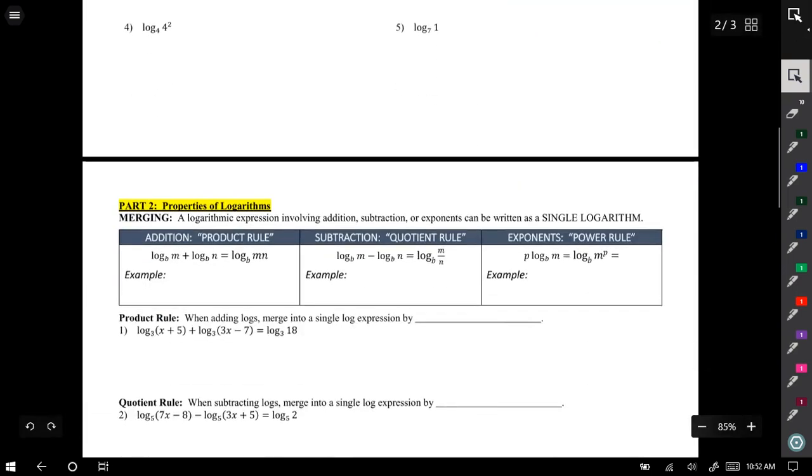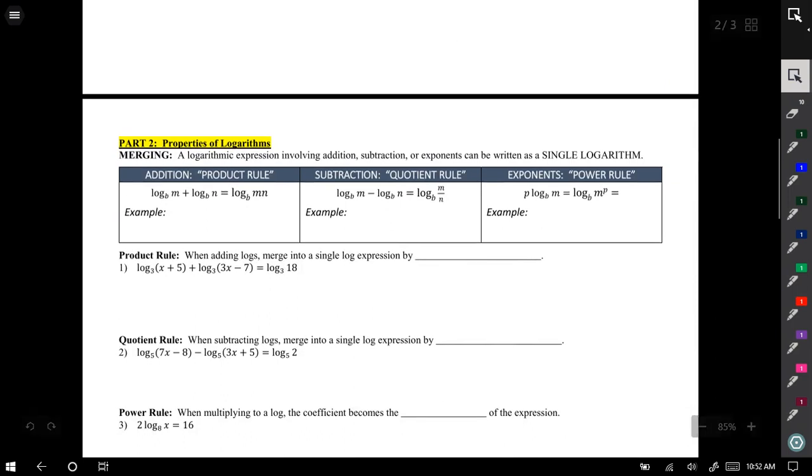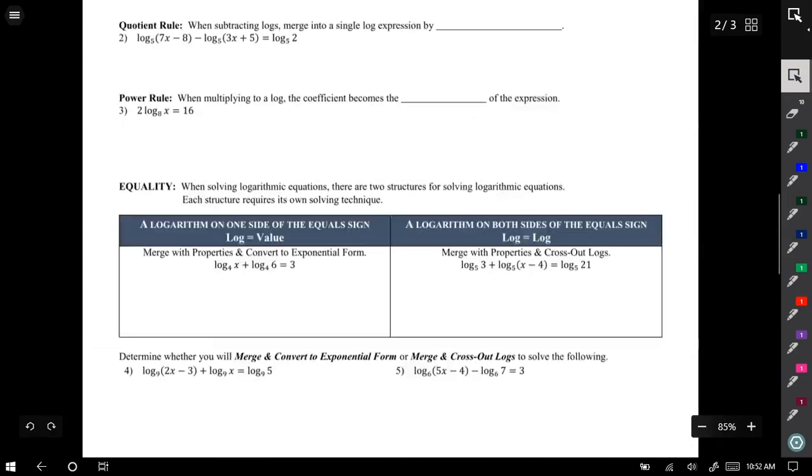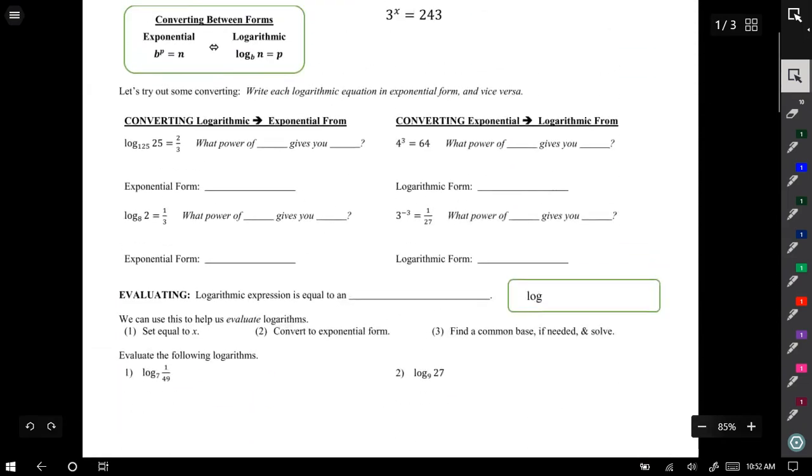Part 2 of the video is going to look at the different properties associated with logarithms. How do we merge logs together? And then part 3 puts it all together with solving logarithmic equations. So let's start off with part 1.